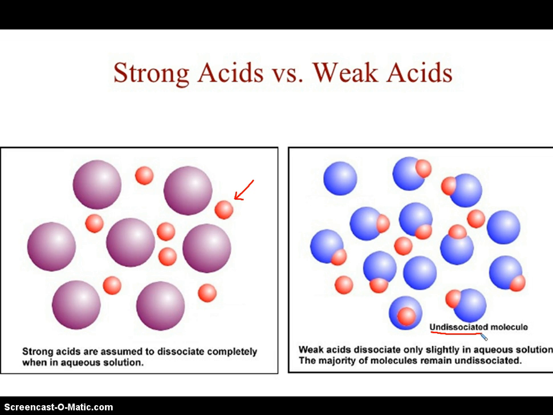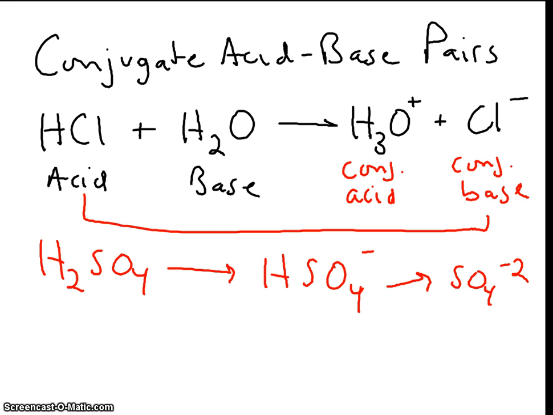Okay, the hydrogen ion is still attached, and there are relatively few hydrogens floating around by themselves in there. So that's the difference between a strong and a weak acid. Okay, real quick, conjugate acid-base pairs.